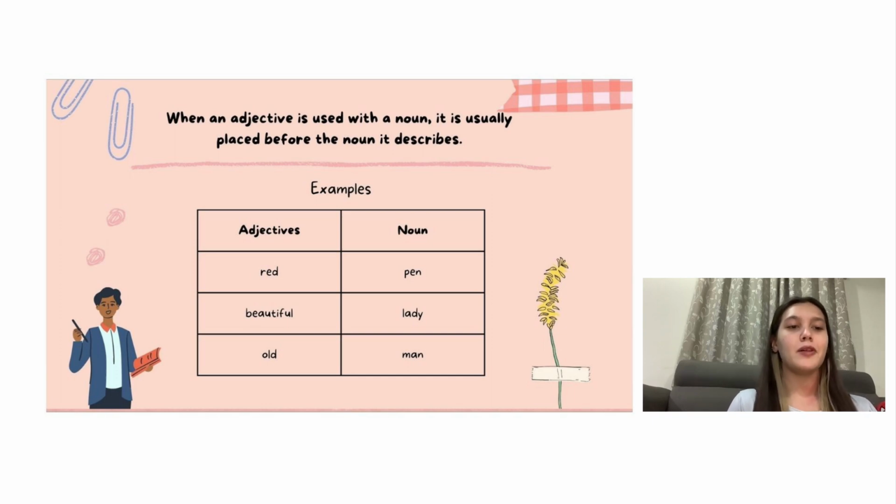Here are some examples. As you can see from the table here, when an adjective is used with a noun, it is usually placed before the noun it describes. For example, red pen, beautiful lady, and the last one is old man. Are there any questions so far?